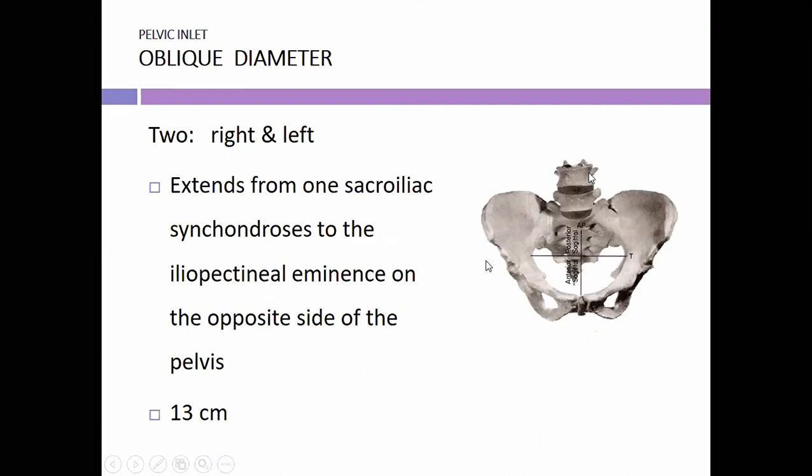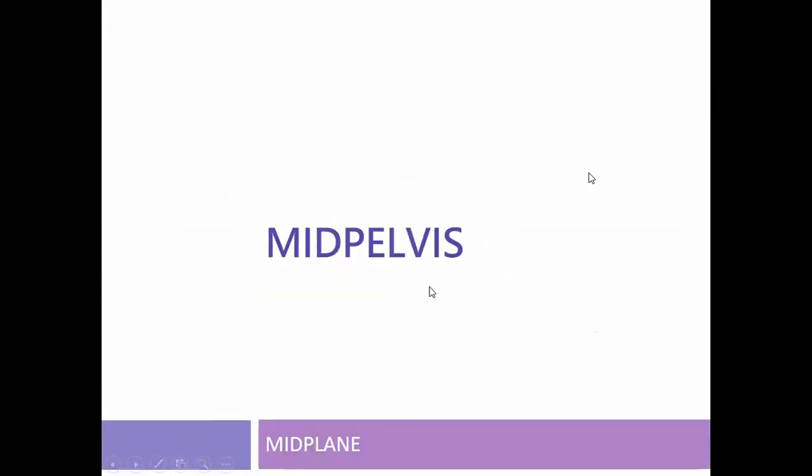Then there are two oblique diameters, the right and the left, extending from the sacroiliac synchondrosis to the iliopectineal eminence. And it is also 13 centimeters. So there is usually no problem for the passage of the fetus during labor and delivery in relation to the pelvic inlet.